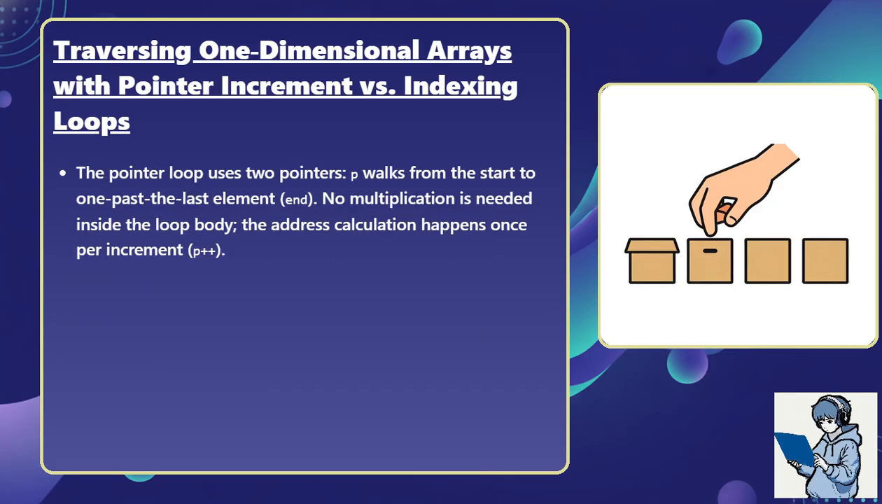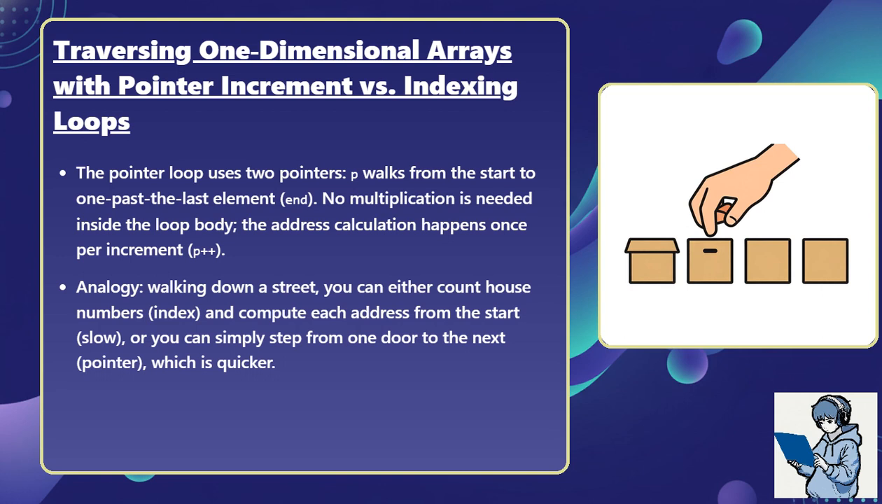The pointer loop uses two pointers. p walks from the start to one past the last element, end. No multiplication is needed inside the loop body. The address calculation happens once per increment, p++. Analogy: walking down a street, you can either count house numbers (index) and compute each address from the start, which is slow, or you can simply step from one door to the next (pointer), which is quicker.